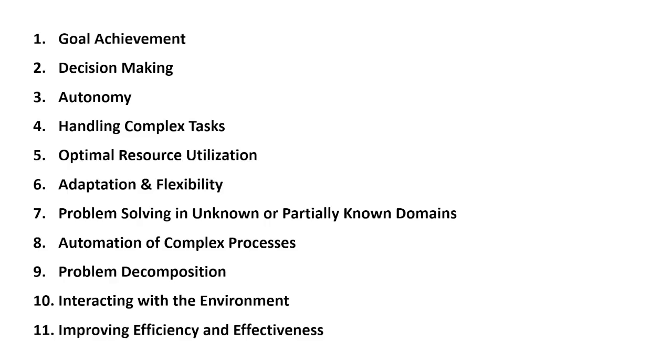So basically the role of planning system in AI is crucial for enabling autonomous decision making and problem solving, right? That we have discussed earlier in previous lecture. Also, planning system helps an AI system decide how to act in a given environment in order to achieve specific goals. So here we have some important roles or importance of planning systems in AI. So the first role is goal achievement.